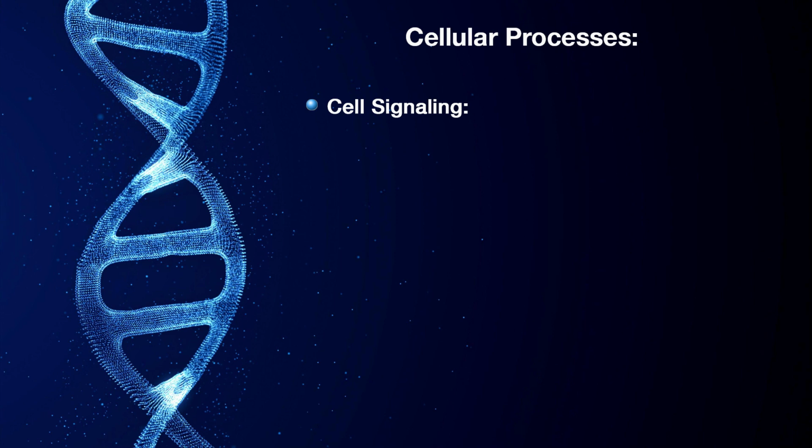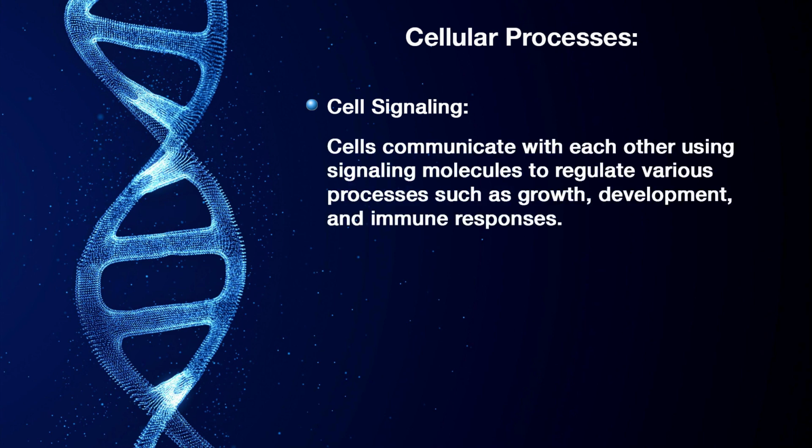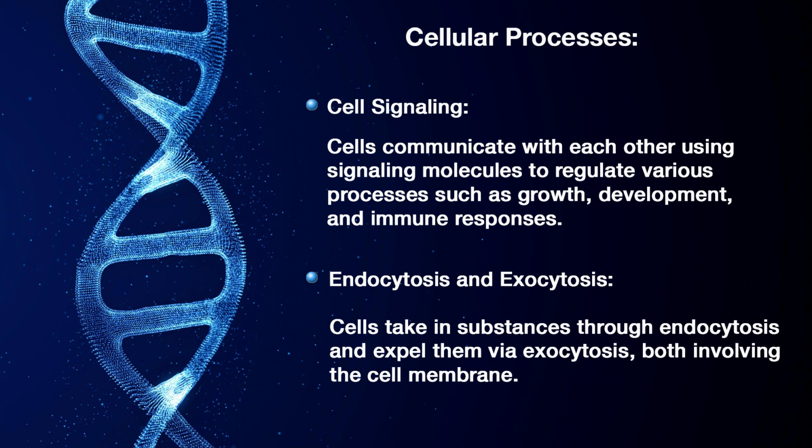Cell signaling: cells communicate with each other. Various cells are there which are communicating with each other. They use signaling molecules to regulate various processes such as growth, development and immune responses. Endocytosis and exocytosis: the cell takes in substances through endocytosis and expels them out via exocytosis, both involving the cell membrane.